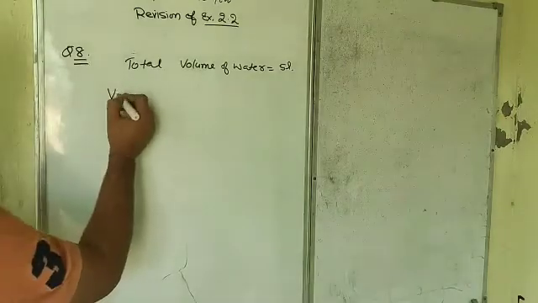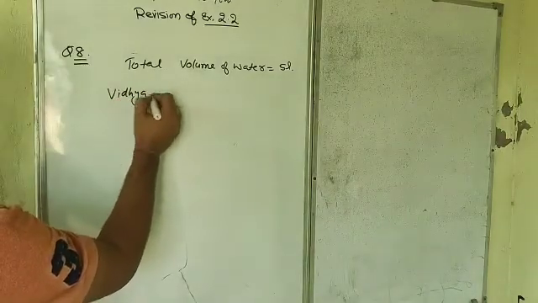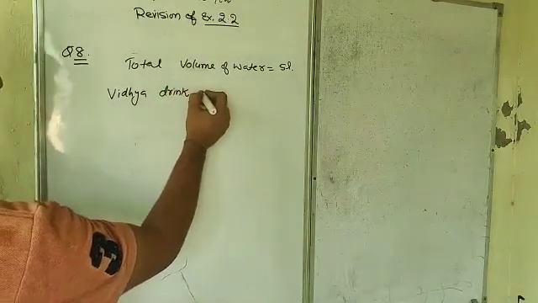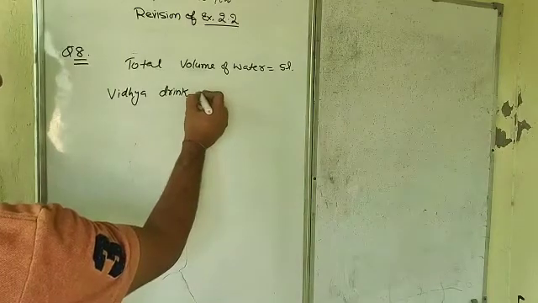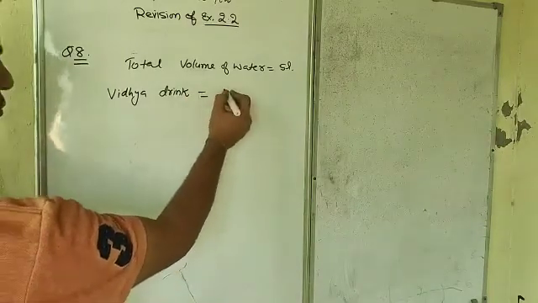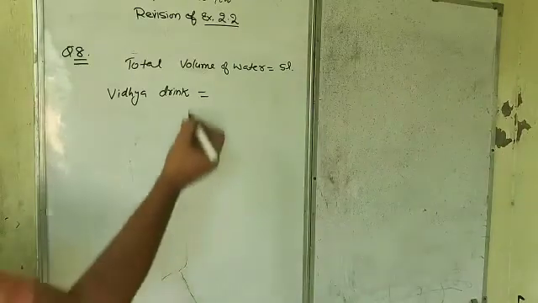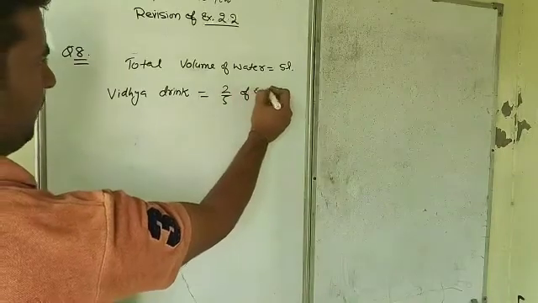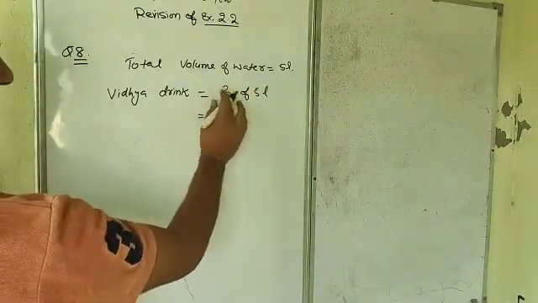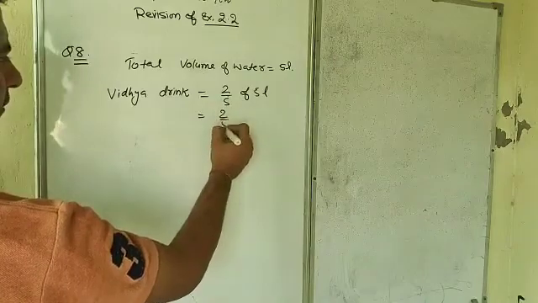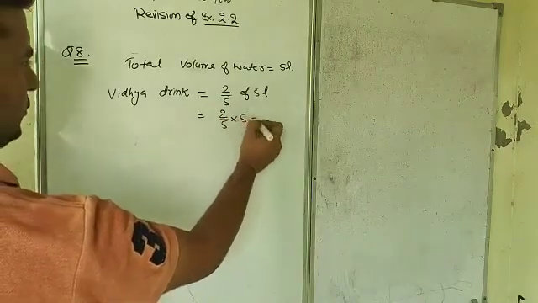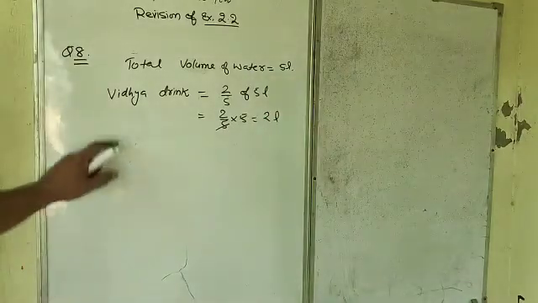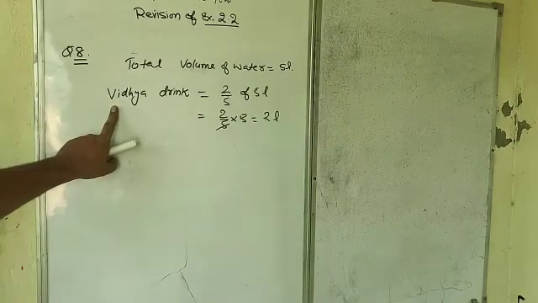So how much water did Vidya drink? 2 by 5 of 5 liter. So let us simplify it. 2 by 5 into 5 is equal to, 5 cancels 5, 2 liter. So 2 liter of the water will be drunk by Vidya.